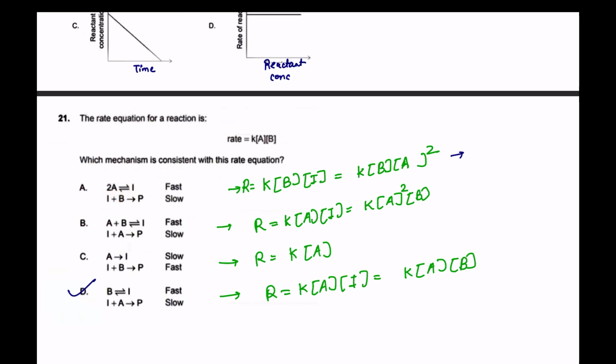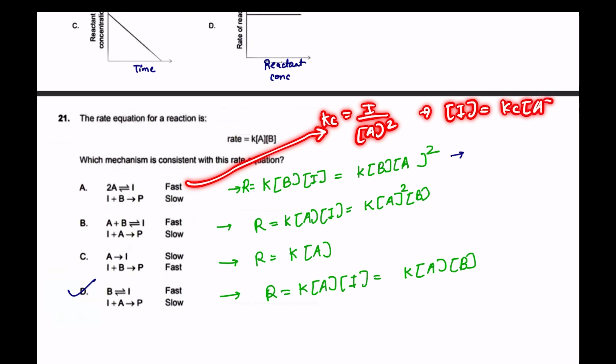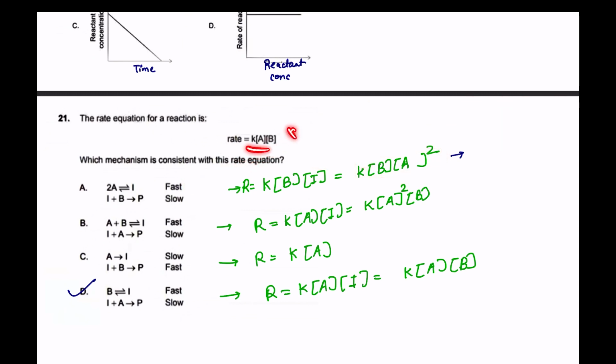In the first option, we can write the rate of the slow reaction like this: rate = k times B times I, B here, I here. And we also know that Kc is I by A square from the fast reversible reaction. So the concentration of I is basically Kc times A square. I can replace it here, and write it as k dash, the new k. It will be k dash times B times A square. So this is not the rate we are looking for, so the first mechanism won't work. This mechanism is wrong. Let's try the next one.